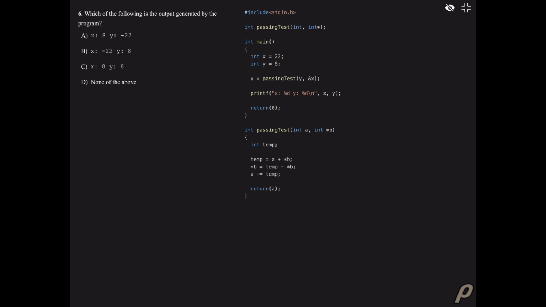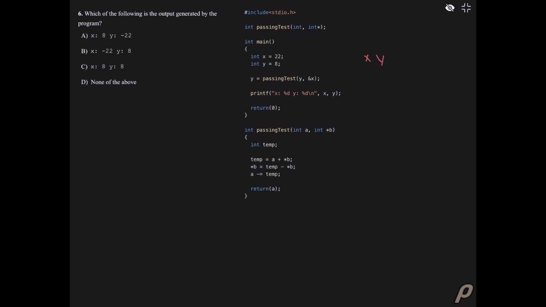Question 6. Which of the following is the output generated by this program? So now we finally have a little different program. This one looks maybe a little trickier. We see some pass by address down here that we'll have to keep our eye out for, as that can get a little tricky, a little hard for some people to wrap their heads around at first, especially. So let's stick to our standard process that we know and feel comfortable with.